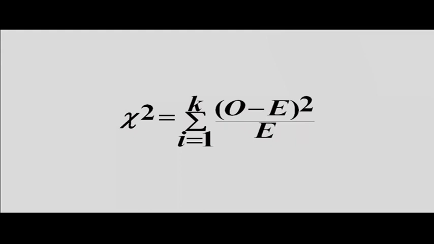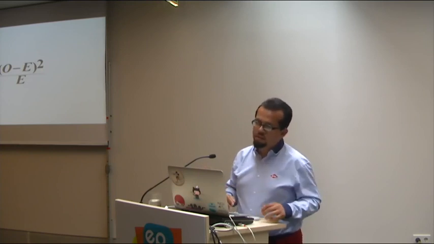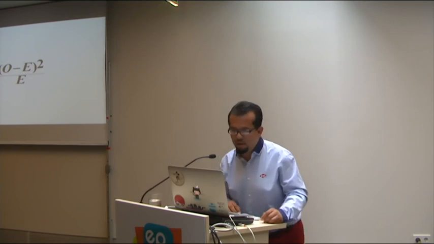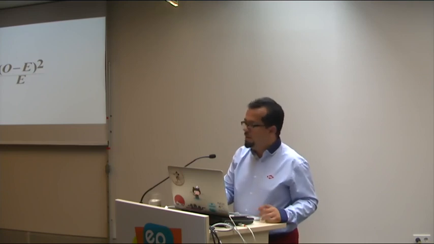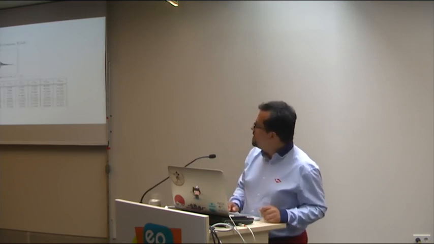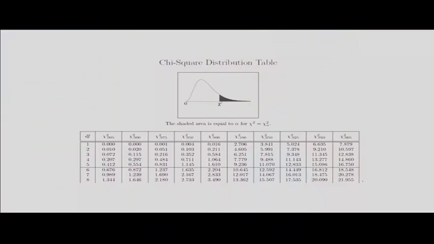and summing them. So this gives us a sort of a measure of how much our observed frequencies deviate from what we would expect probabilistically in the real one. With this measure, we go to a table like this that gives us the likelihood of observing different values of this quantity.